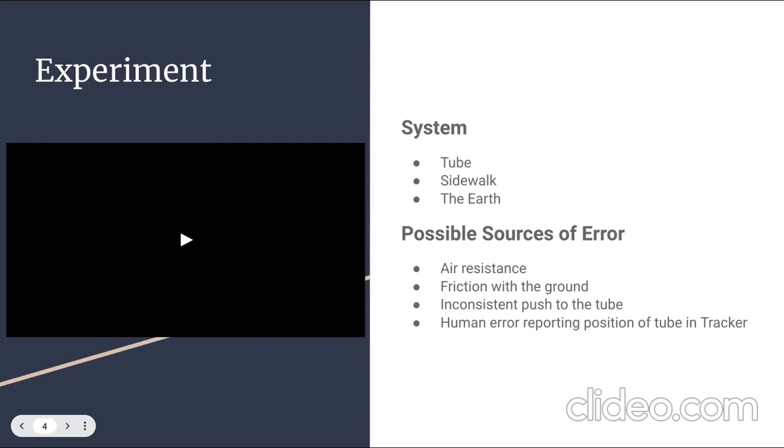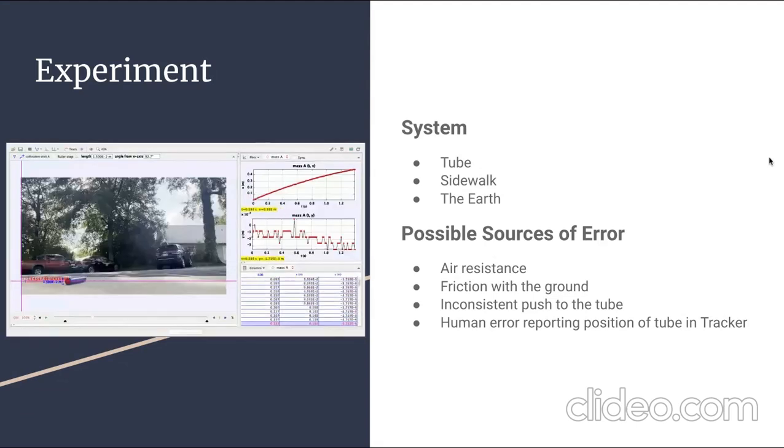There are possible sources of error in this experiment, which could come from air resistance, which could make the tube speed up or slow down, and friction with the ground, which could affect the velocity of the tube. It could come from human error as well, such as an inconsistent push to the tube in the video, or error in using the tracker software and reporting the position of the tube in the video.